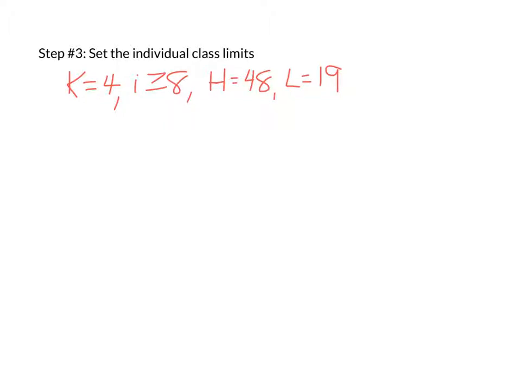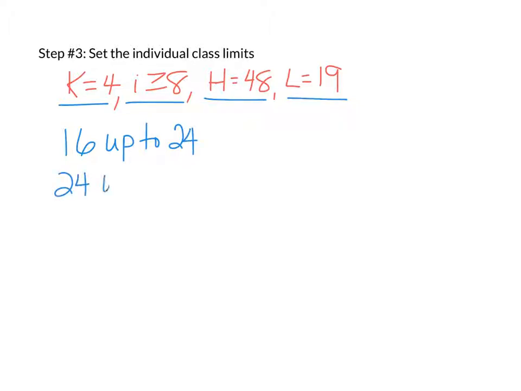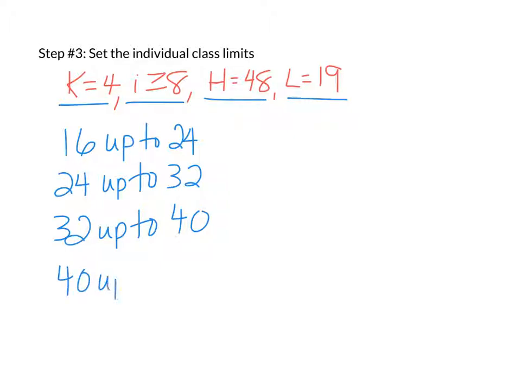In step number 3, we're going to set the individual class limits. So I know that I have 4 classes. My class width is going to start at 8. My highest value is 48 and my lowest is 19. So I'm going to start at 16, which is a multiple of the class interval of 8. So I'm going to do 16 up to 24, 24 up to 32, 32 up to 40, and 40 up to 48.